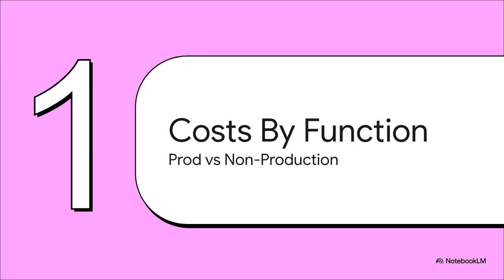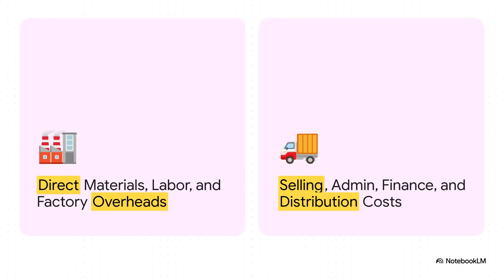All right, Section 1, Cost by Function. We're looking at production versus non-production. To get out of the dark, we have to start categorizing. Think of your business as having a very strict boundary line, kind of like the factory doors. Inside those doors, on one side, we have our production costs. These are the expenses required to physically make the product. We're talking direct materials, wages for the factory workers, and factory overheads, like machine maintenance.